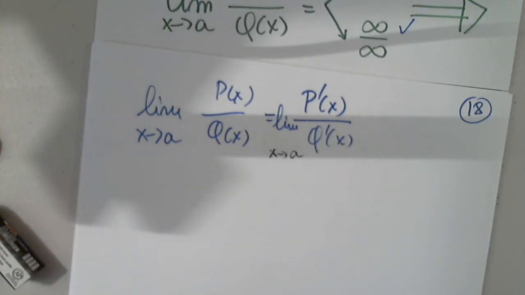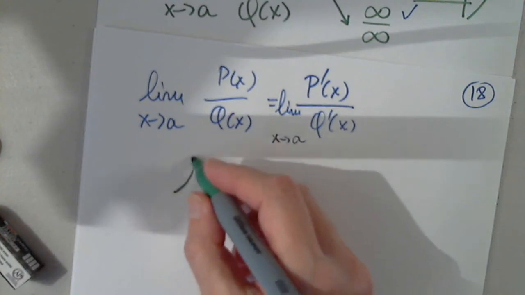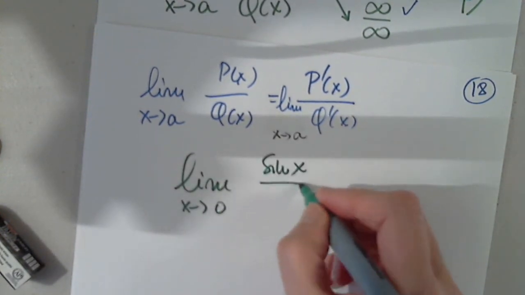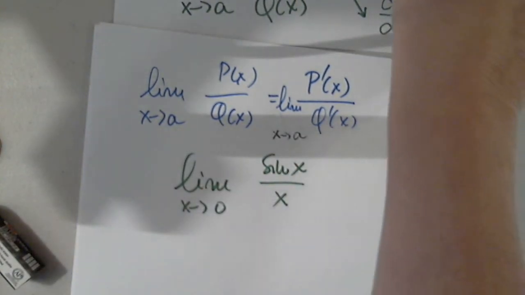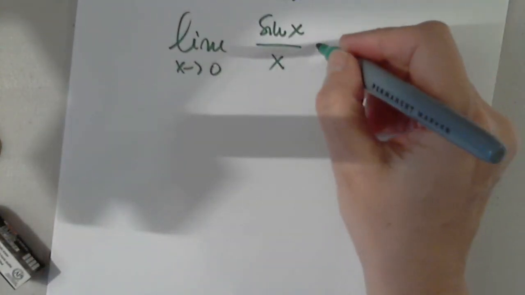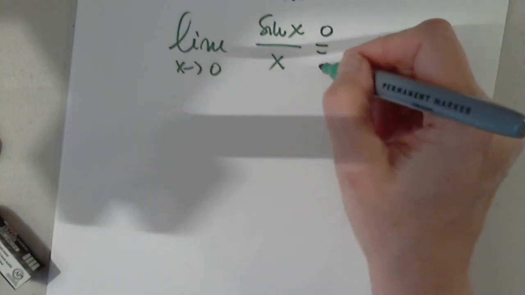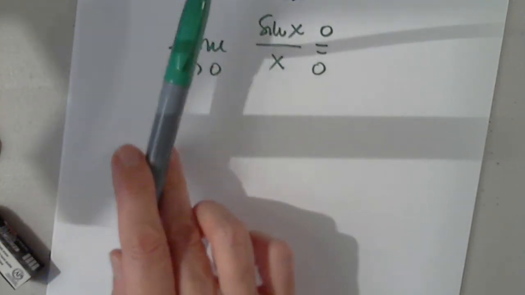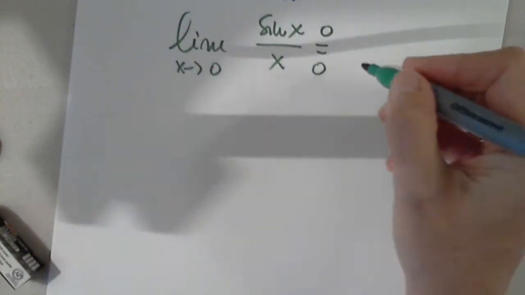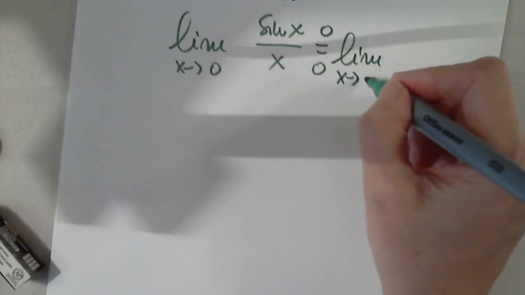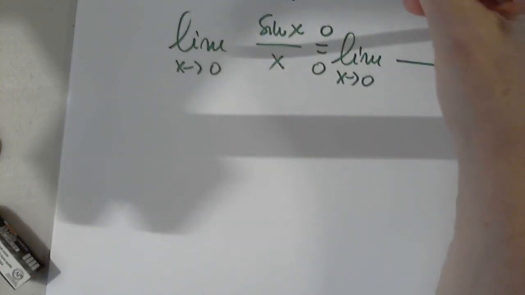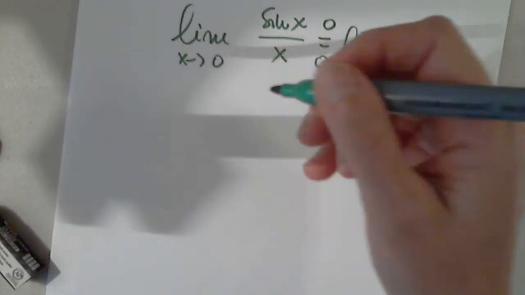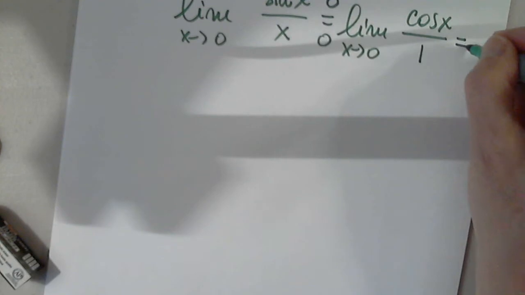Coming back to our example, I want to determine the limit as x approaches 0 of sine x over x, although we know the answer. I plug in 0, the top is 0. I plug in 0, the bottom is 0. It's a quotient. It's inside a limit. I would write limit as x approaches 0. I differentiate the top, which now I know is cosine x. I differentiate the bottom, which now I know is 1. And what is the answer?